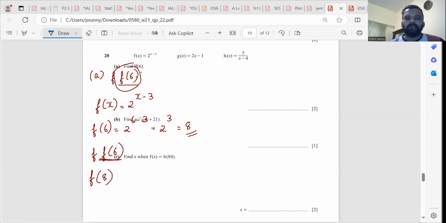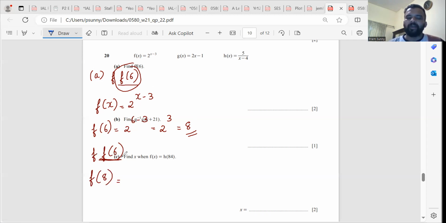Now, my initial question f of f of 6 has changed to f of 8. I repeat what we have done till now. We started from the right, so we started by solving f of 6. f of x was given in the question as 2 to the power of x minus 3. Now f of 6 means wherever we have x, we replace it with 6. So f of 6 is equal to 2 to the power of 6 minus 3, which is 2 to the power of 3, which is 8.